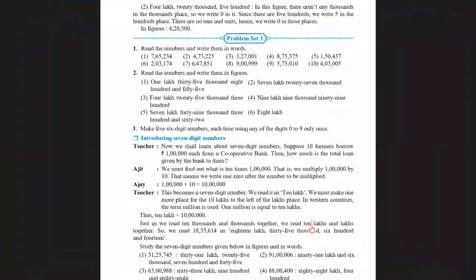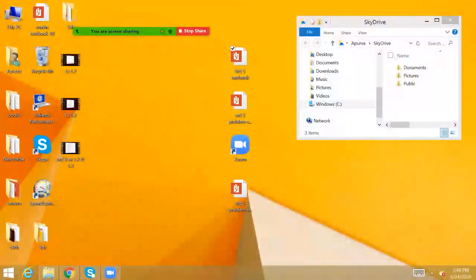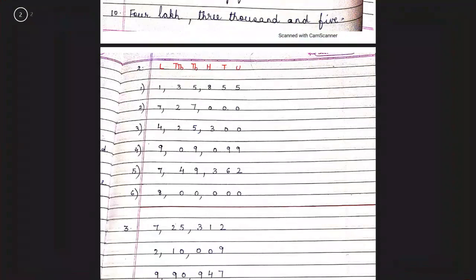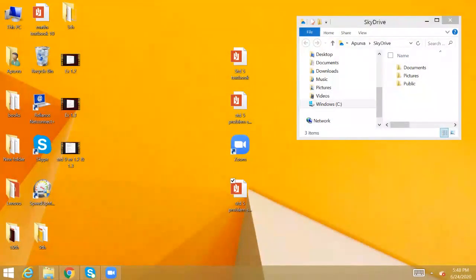4,25,300. How do I write? 4 lakh. So under L, I'll put 4. 25,000 will be written next. 300. So under 100, I put 3. Nothing under tens and unit places. So I put 0, 0. Okay. Question number 4.